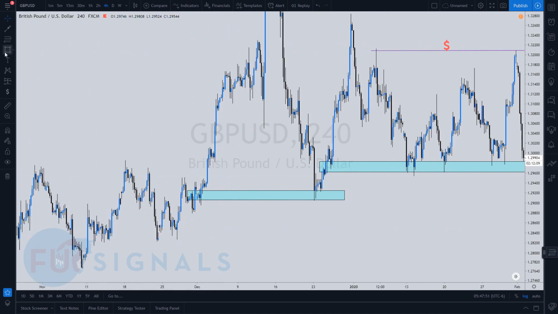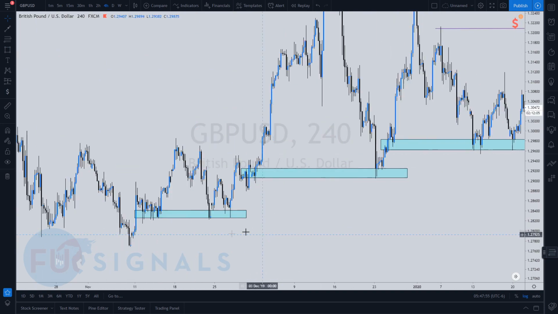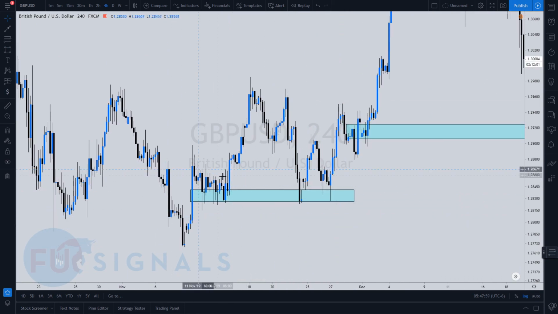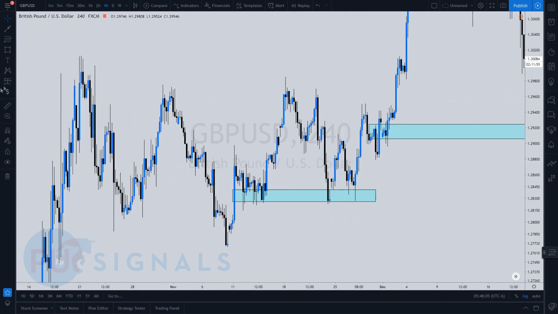This extremely, boom, so much liquidity sitting up here. Why? Because it's on a 4 hour time frame. First of all, boom, buying. Stop losses all being placed under here, right?